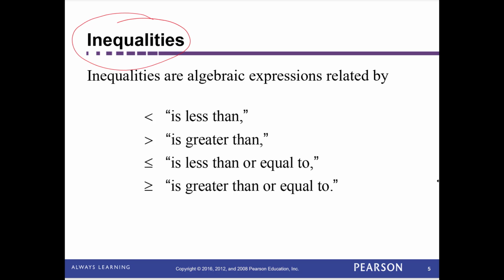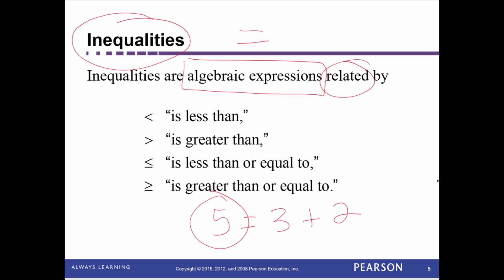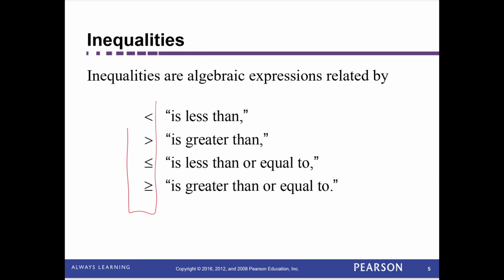So when we have inequalities, they are going to function very similar to the way an equals sign functioned, in that it's going to take an algebraic expression and relate one thing to another. Just like if I were to say 5 is equal to 3 plus 2, I'm relating the expression 5 to the expression 3 plus 2. I'm relating their equality, or the fact that they're the same. For inequalities, I'm going to use these four relationships: less than, greater than, less than or equal to, greater than or equal to.